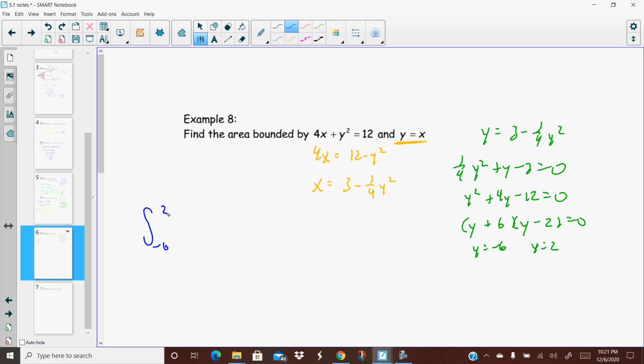Now we have to figure out which is the greater function. Don't go from the manipulated stuff here. Don't do that. What you want to do is you want to go back to these two functions right here to figure out which one is the greater function. So between -6 and 2 is 0. I'm going to plug that in. To me, that's the easiest. Plugging 0 into this one is going to give me 0. Plugging 0 into this one will give me 3. So the x equals 3 minus 1/4 y squared is the greater function.